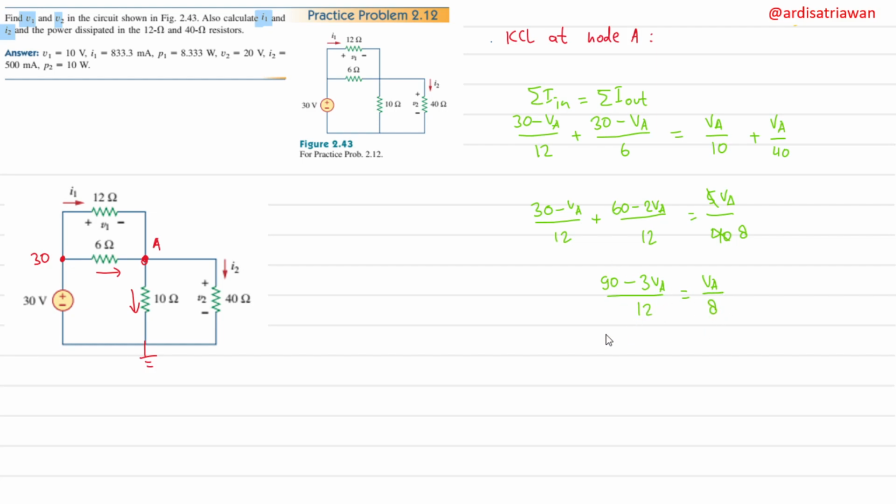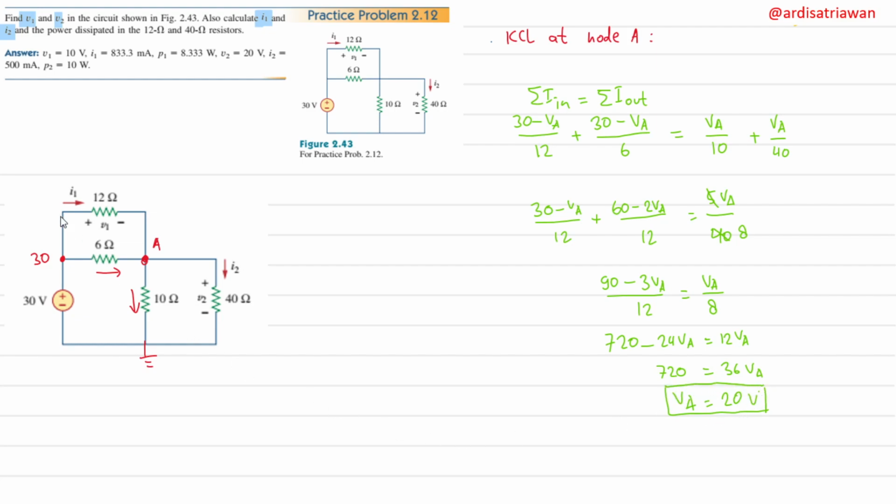Let's cross multiply from here. 720 minus 24 VA is equal to 12 VA. And then from here I will have 720 is equal to 36 VA. So we'll have VA is equal to 20 volt. Okay, we know VA, and from VA we can find everything in the circuit.